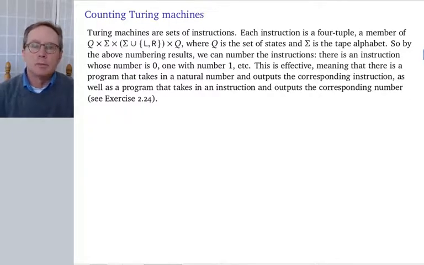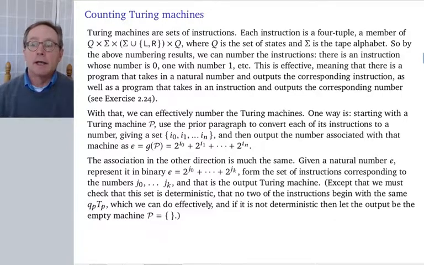Okay, just for our purposes, I'm going to fix sigma as blank and 1. So that pairing is effective, meaning that you could do it with a computer program. In fact, the book goes through the derivation, but it's perfectly routine. It takes in natural numbers and outputs the corresponding instruction, as well as a program that takes in the instruction and outputs the corresponding number. So it works in both directions. So we can effectively enumerate, effectively name with numbers, the instructions for a Turing machine. Okay, so I can say I'm thinking about instruction 92, and you know right away which instruction I'm thinking about.